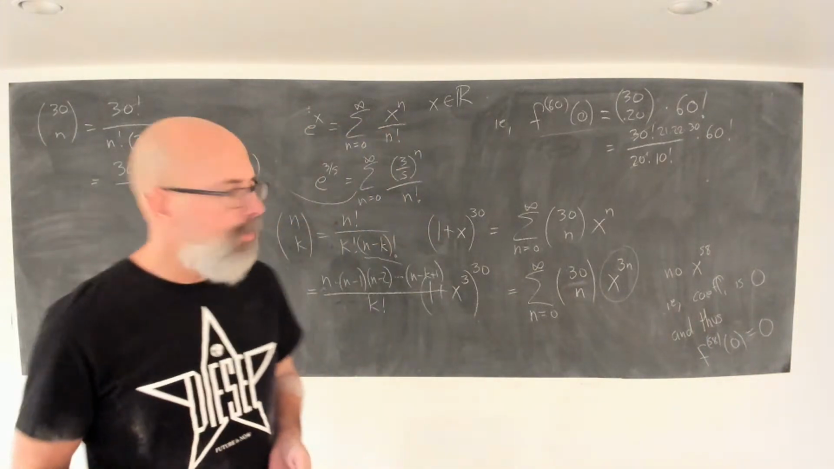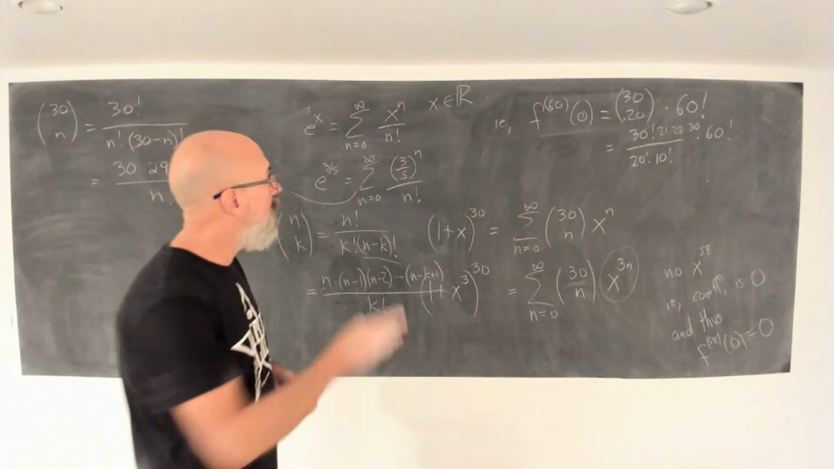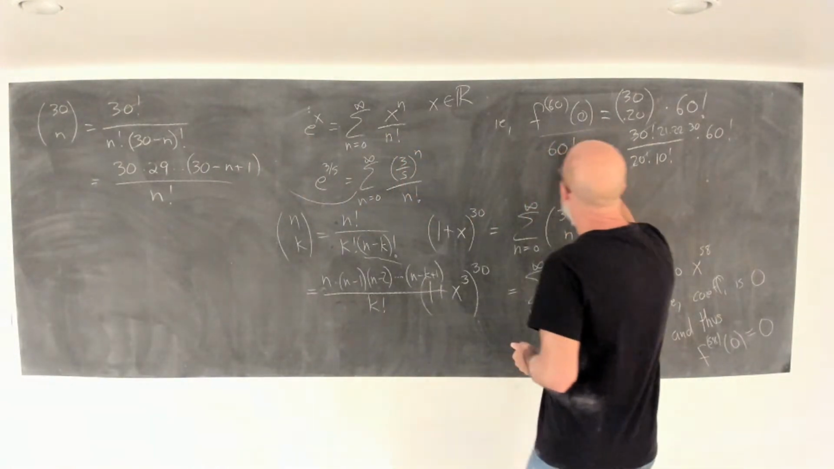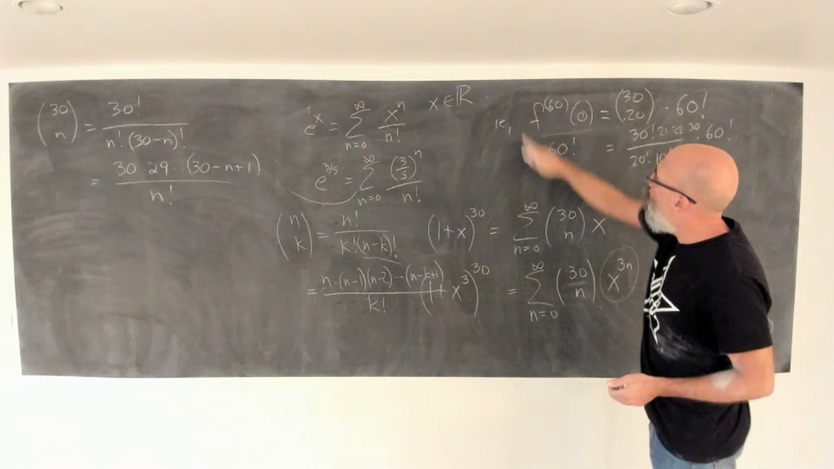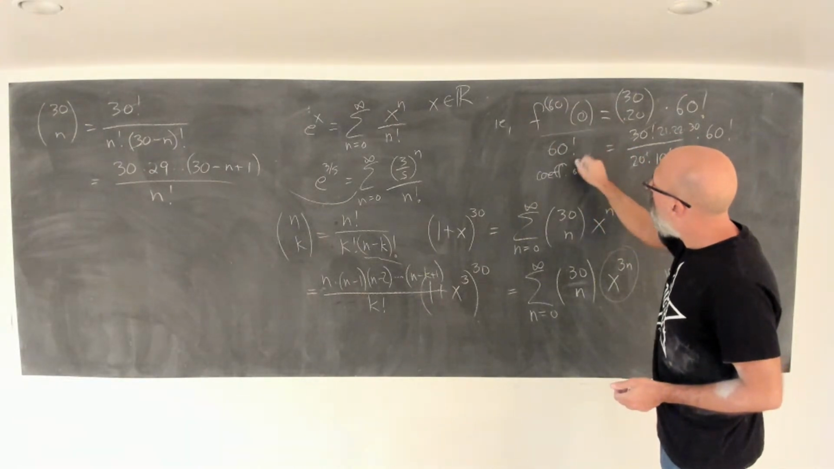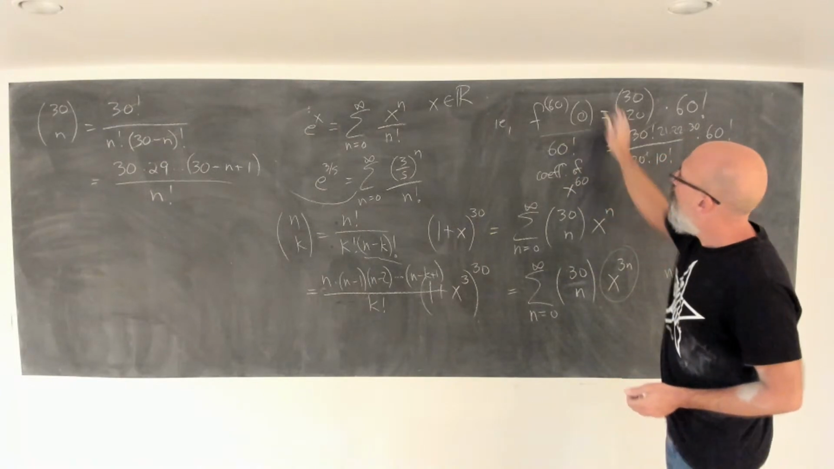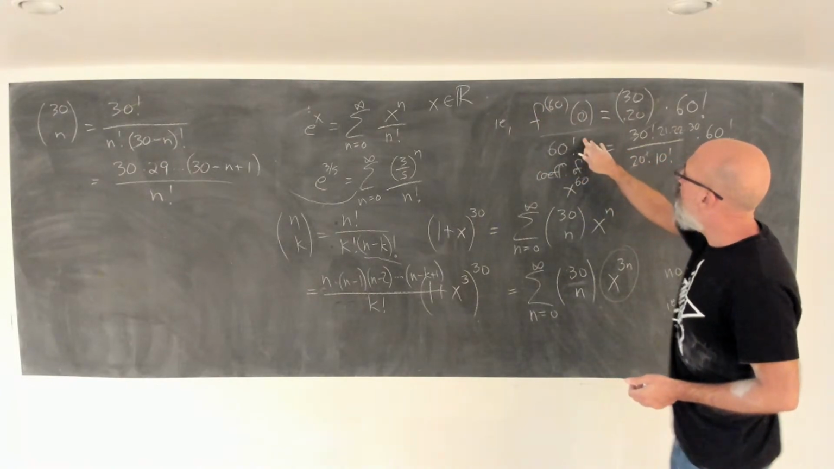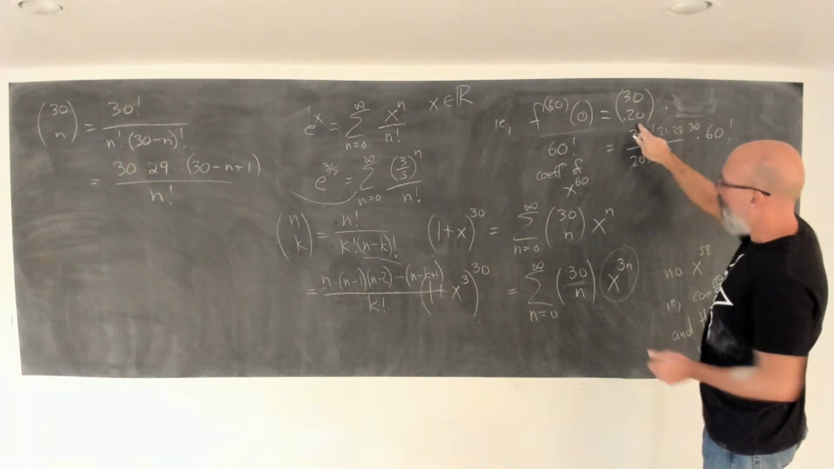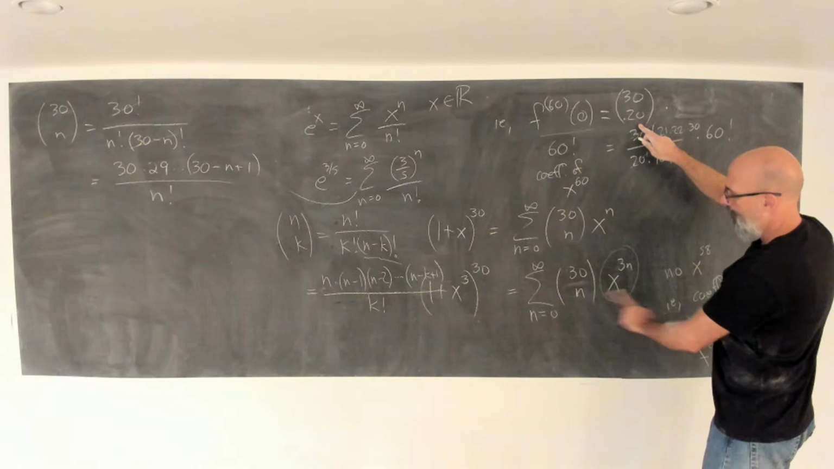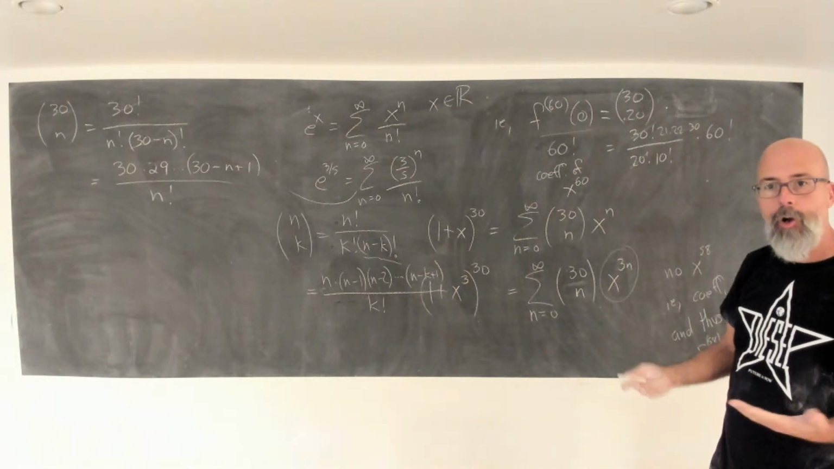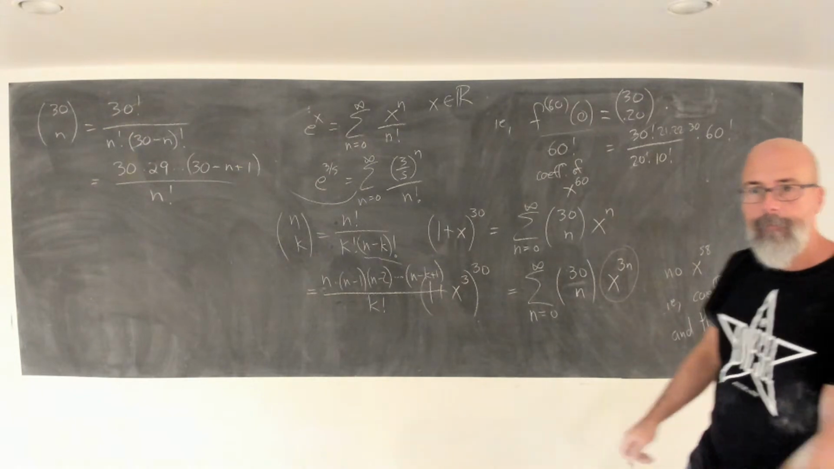All right, questions? Anybody? Somebody's asking where the 60 factorial comes from. It comes from the coefficient. This is the coefficient of x to the 60 in the regular Maclaurin series, and this is the coefficient of x to the 60 in this Maclaurin series. By uniqueness of Maclaurin series, they have to be the same.